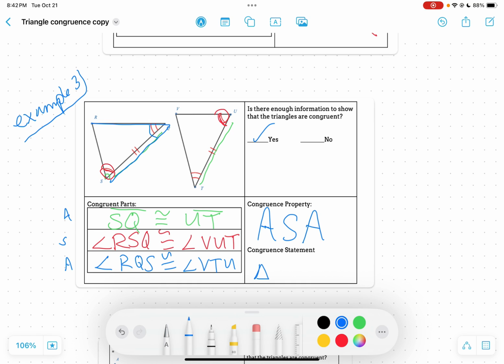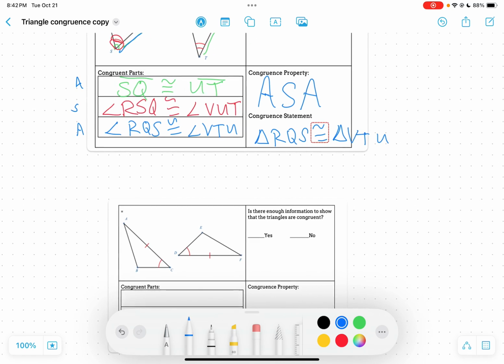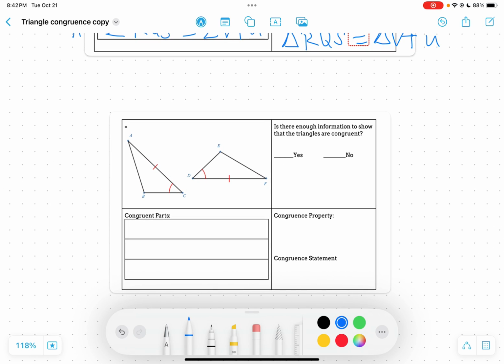So that's enough information. So I know my triangles are congruent by angle, side, angle. And so let's write my congruence statement. So triangle RQS is congruent to triangle VTU. Okay, we'll do one last one and then we'll practice this more in class. Okay, example 4. So take a minute and look at what they're showing us in the diagram and tell me if you think these triangles are congruent.